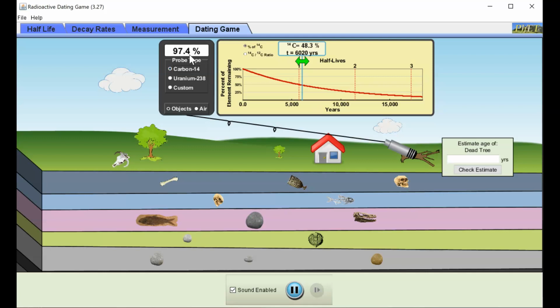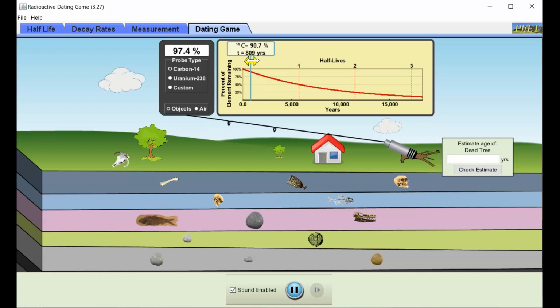And it's telling me that 97.4% of the original carbon-14 is still present in that dead tree. So now I want to look at my graph, and I want to find 97.4%, which would be somewhere around here, and then I want to read off what it is on the x-axis. Now this graph is not easy to read, but what makes it easier is you grab the green arrow and you line this up until you get to the percentage you want.